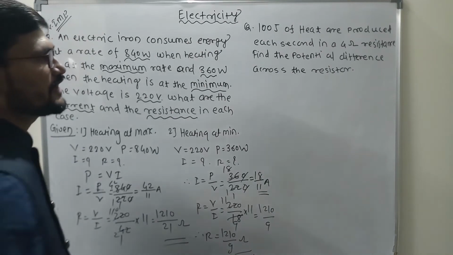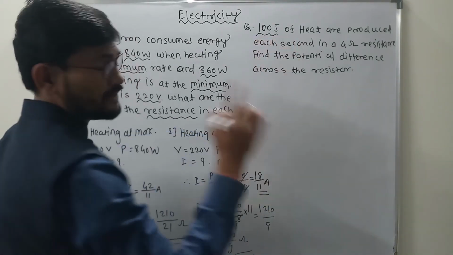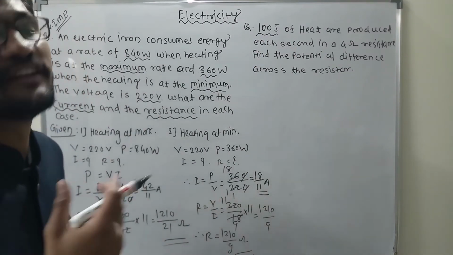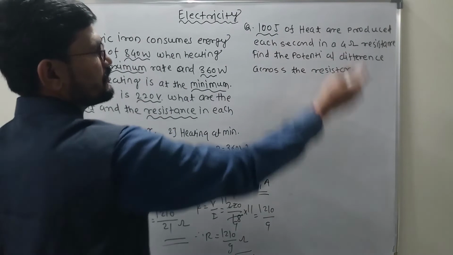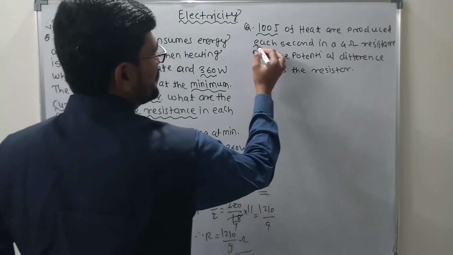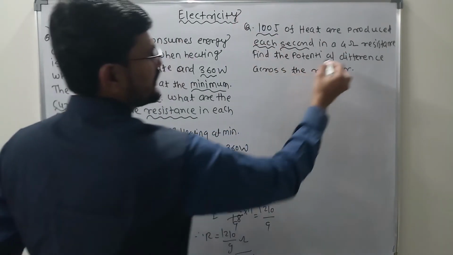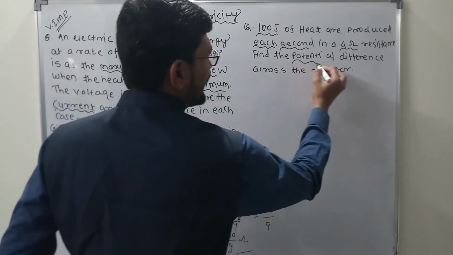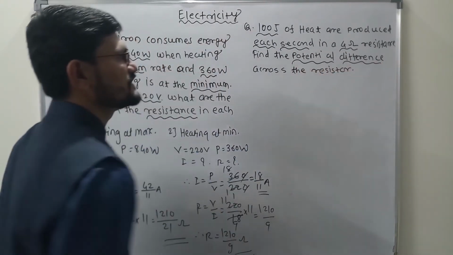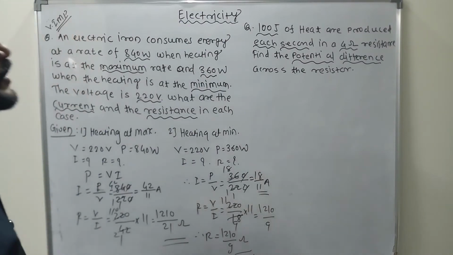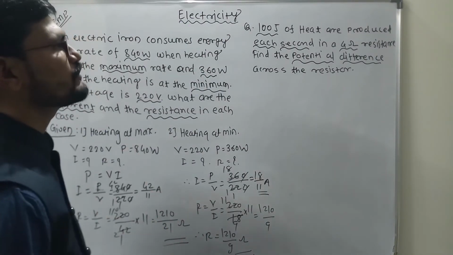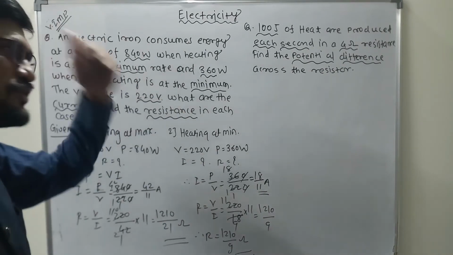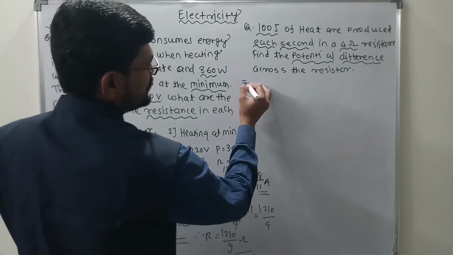100 joule of heat are produced. Remember that heat is always measured in joule because heat is an energy and energy is always measured in joule. 100 joule of heat are produced each second. मतलब time is given how much? 1 second, and resistance is given how much? 4 ohm. What are they asking? Calculate the potential difference across the resistor. To calculate the potential difference, we want current. How do we calculate the current? Using the Joule heating effect. क्या बात है? What is the Joule heating effect?